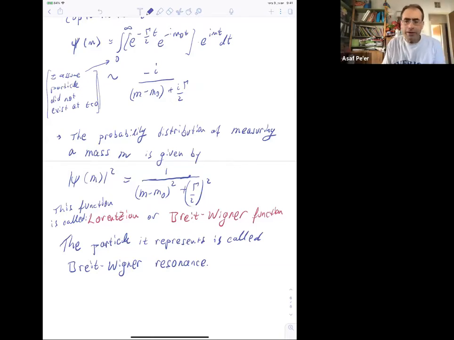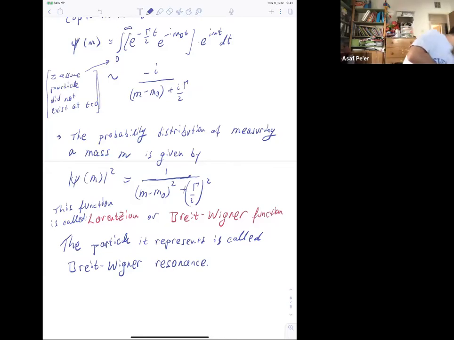The important thing here is that the mass of a decaying particle is not fixed. So when we conduct experiments with decaying particles, we have different masses that are measured. And this is according to the distribution of psi squared, which is just described here.